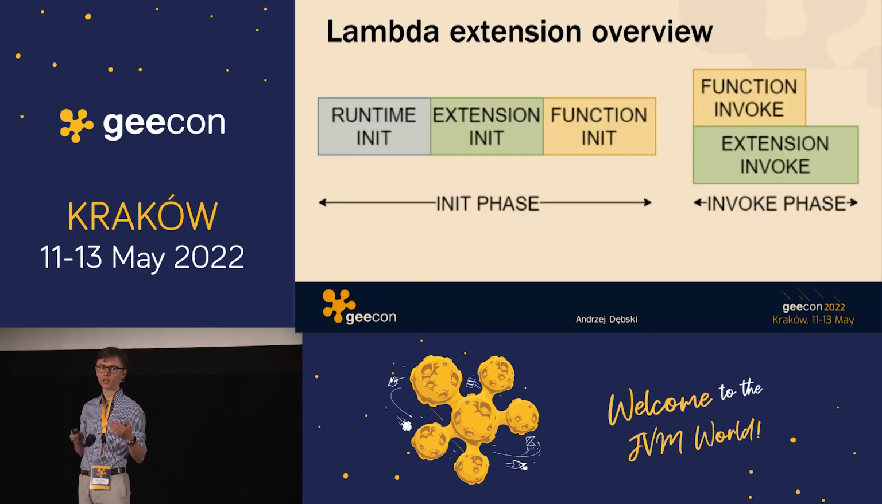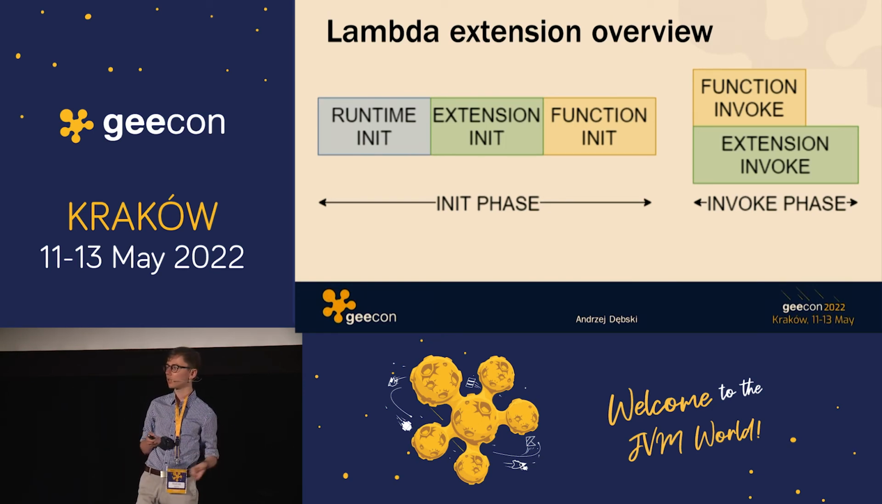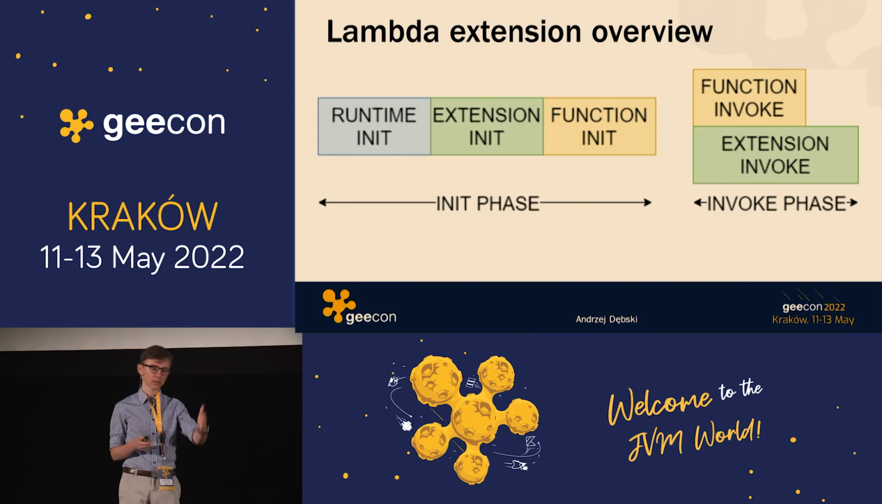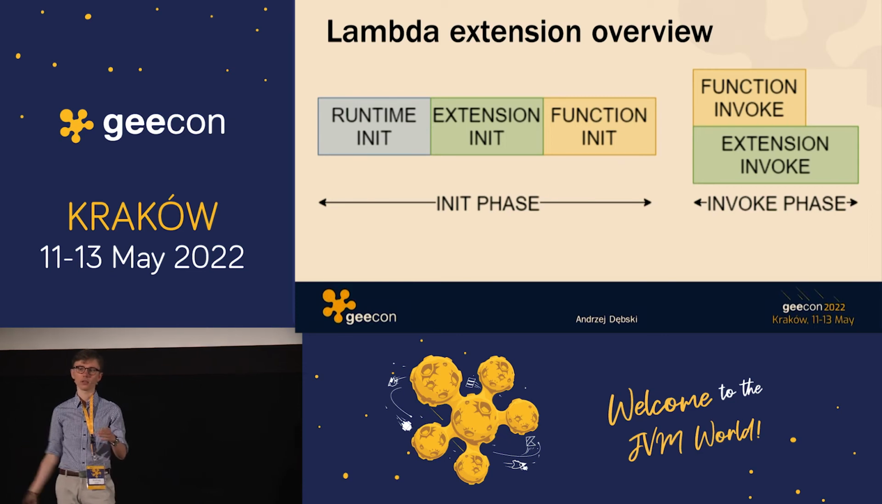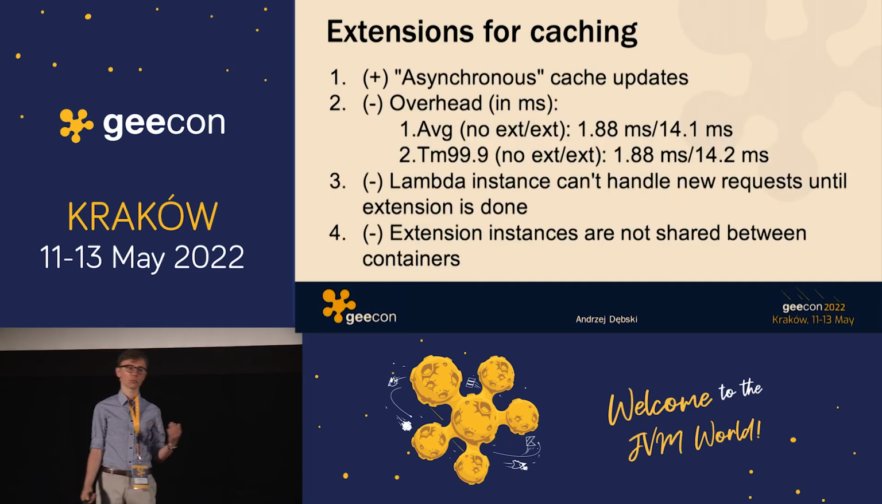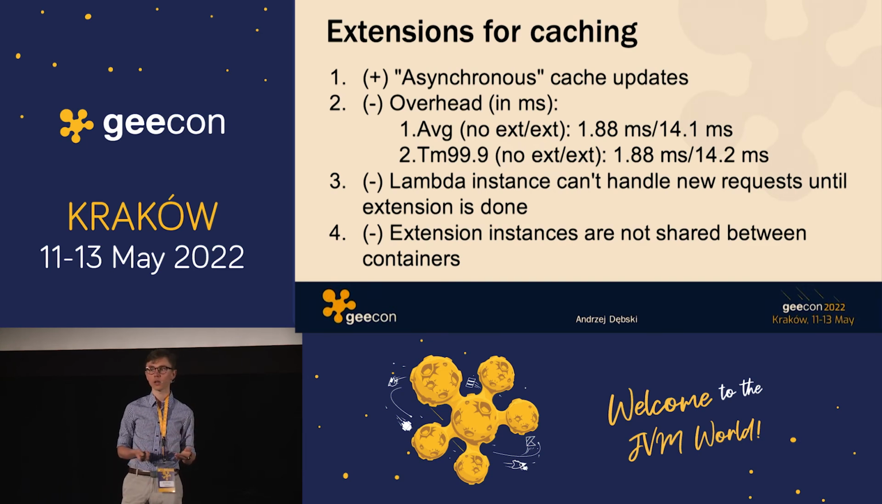In terms of the lifecycle, we see the extension phases now. The extension init happens in between runtime and function init, and the extension invoke starts when the function invoke starts, but it can last longer than the function invoke. It won't get stopped. So what are the advantages and disadvantages of using extensions for caching? One, we can do asynchronous updates or work, but still keep in mind that they will happen only when your Lambda instance is being invoked. If it's not, then nothing will happen.